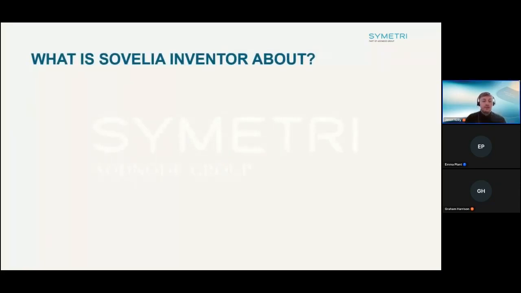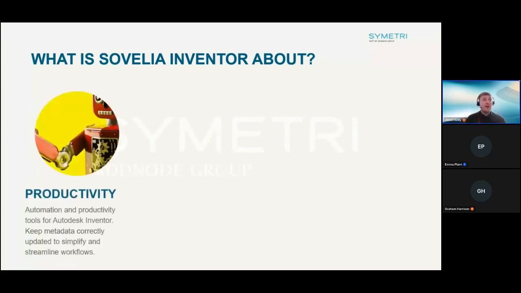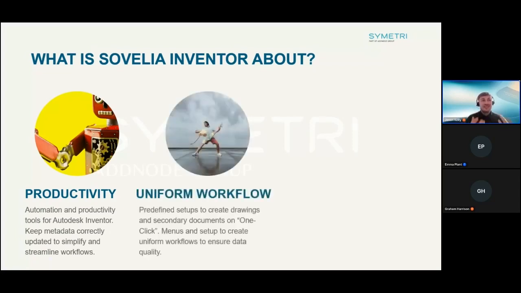So the first place to start is what Symetri Inventor is about, and at its core, it is a productivity tool. What we're going to be looking at is some of the tools that help us to improve our productivity. These can be things like inputting properties or generating secondary file formats automatically, so a lot of automation commands within there. And with that comes standardization and uniform workflows. So we've got tools in here that are going to create your drawings for you, so you've got a standard set of drawings within there to help improve efficiency as well.